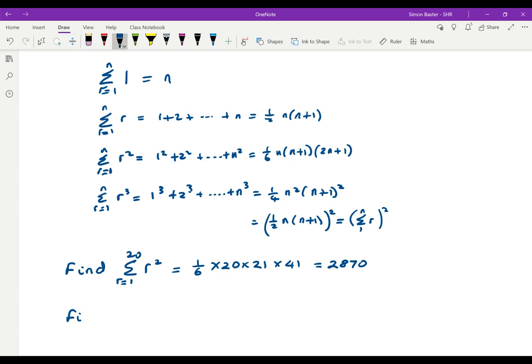What about another one? Find sigma r equals 10 to 20 of r squared. Just have a little go at that for yourselves. Piece of paper, pen, pause the video when you've done it, start the video up again, and I will show you how it should be done.